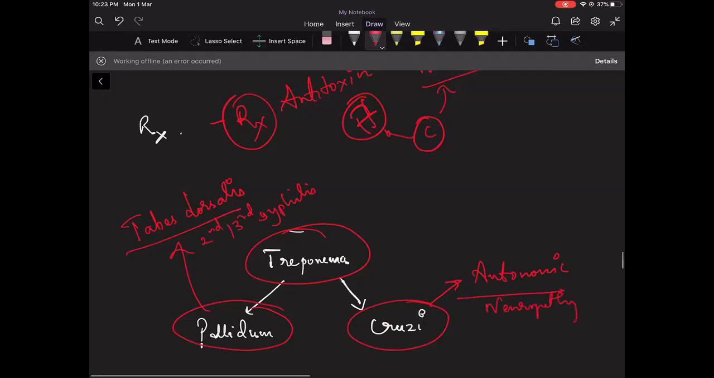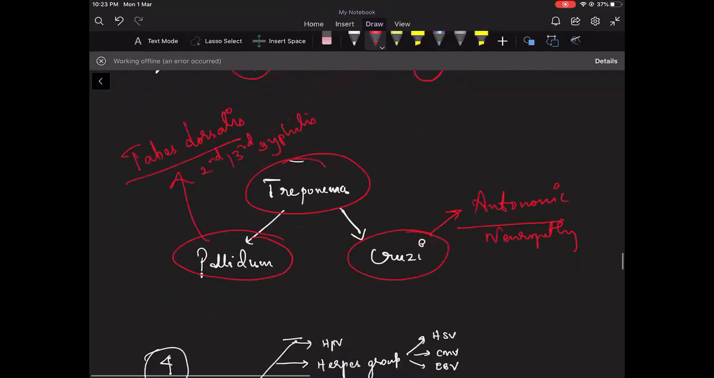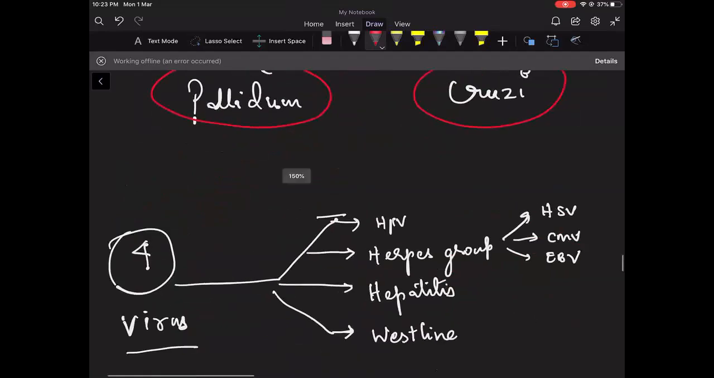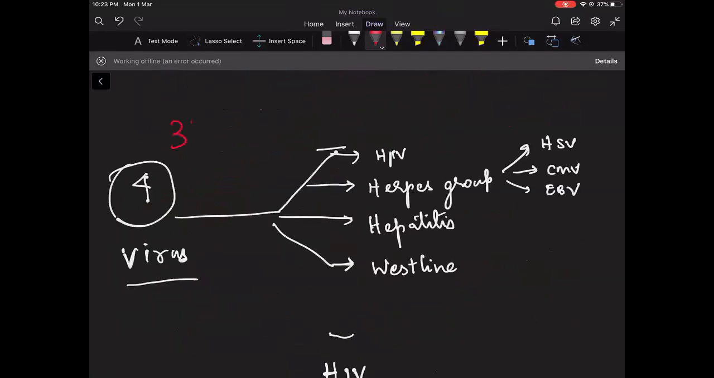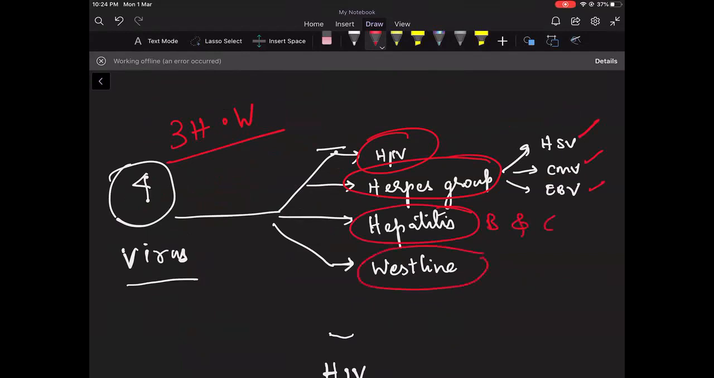We have finished 4 important bacteria, and the next 4 important viruses are HIV, the herpes group, under which are herpes simplex, CMV and EBV, hepatitis B and C, and West Nile virus.